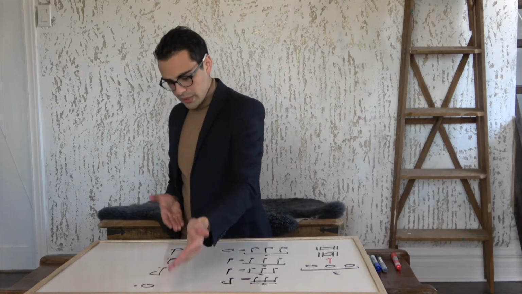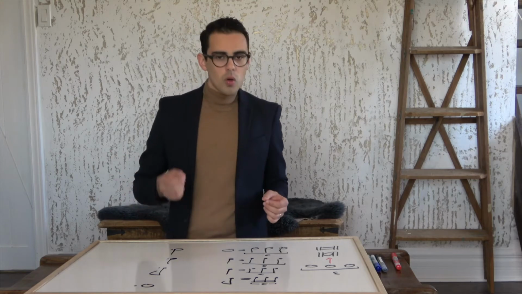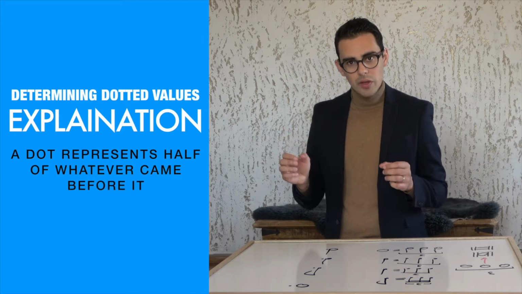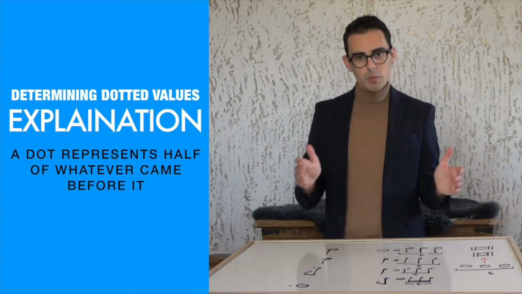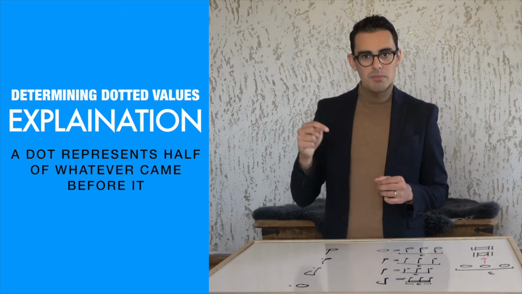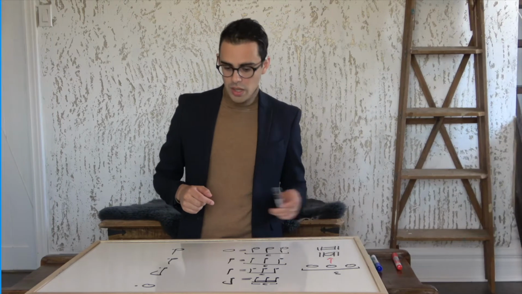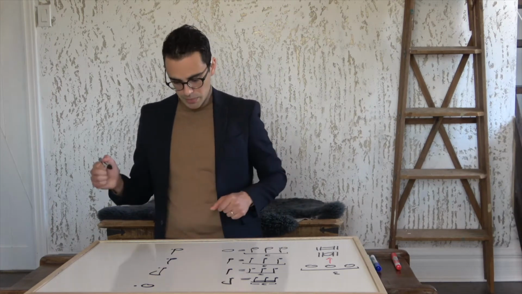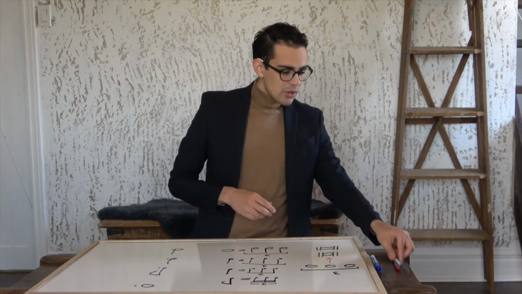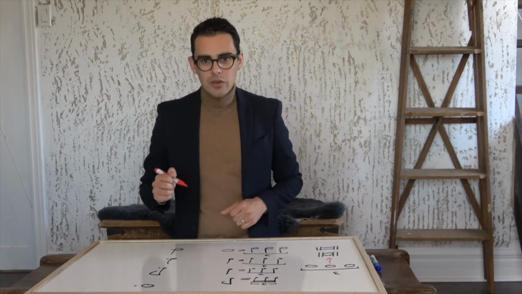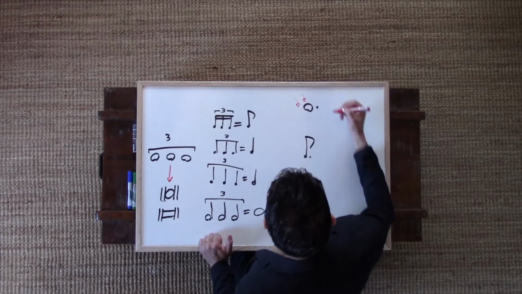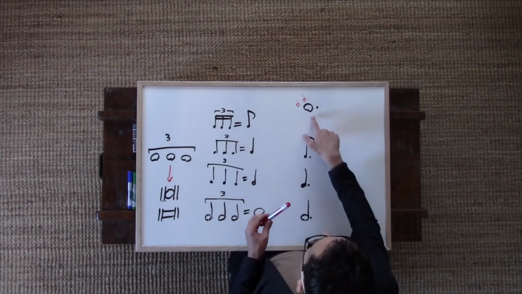Okay, so now let's look at dotted notes. What is a dot? Listen, a dot is equal to half of whatever came before it. I'll say that one more time. A dot represents half the note value of whatever came immediately before it. Let's look more closely at what I mean by that. We will start out with this dotted whole note. So, I know if you cut a whole note in half, you get 2 half notes, as such. So there are 2 half notes in this whole note.